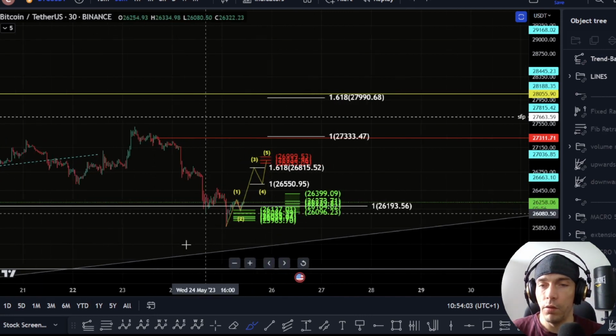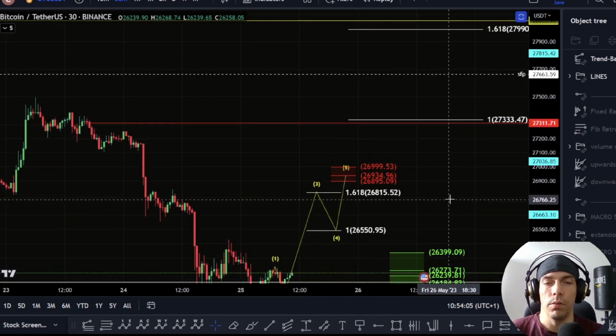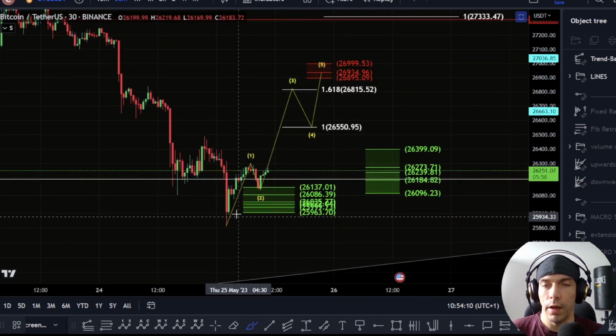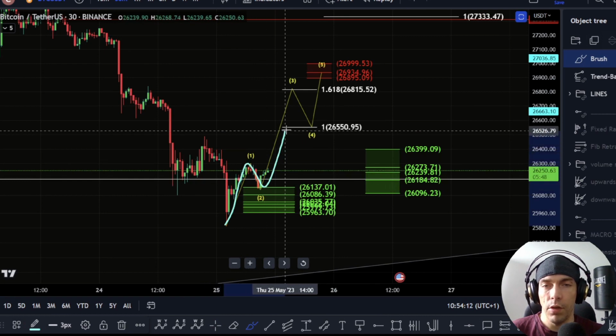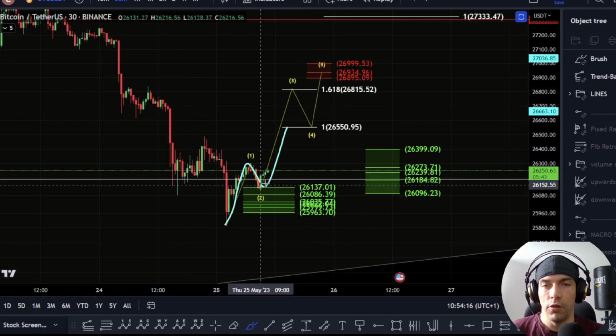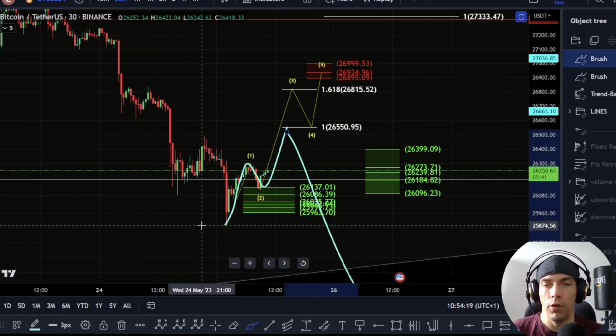Obviously, we need to be patient here. We don't have a lot to go off. There is potential that we could move away from this zone, but we do need to be careful, like I said, of that possibility of an ABC up towards this 26,550, looking to potentially challenge these highs here, and then looking to actually break this low.